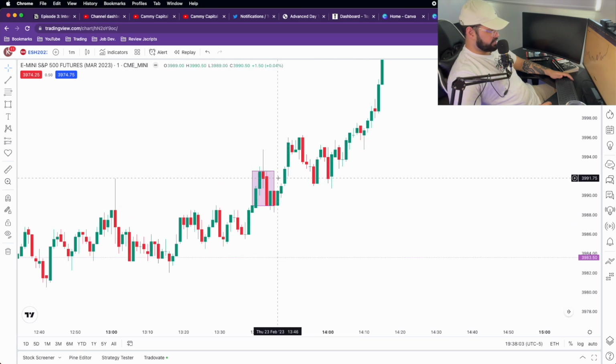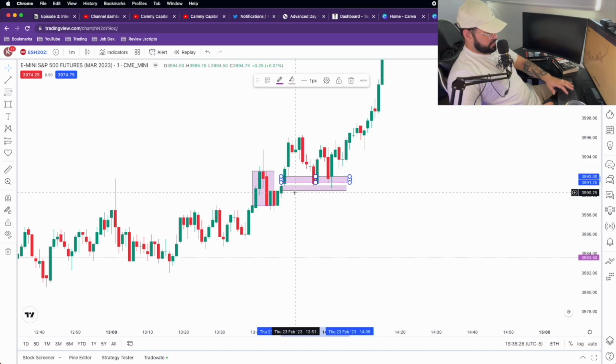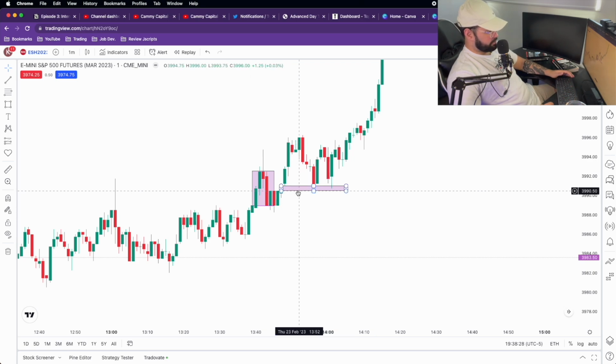So, as you can see, what do we have in this push here? After this order block, what do we have? Fair value gaps. Okay, we've got one here, and we have one here. So both of those fair value gaps would have been valid entries, depending on where your stop was. Let's say for highest probability, you take the lower fair value gap.